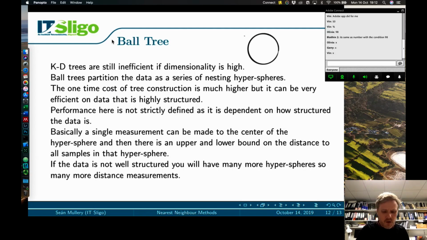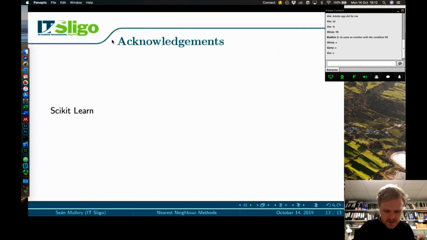Okay. So that's nearest neighbours. I'm going to finish there on that. Acknowledgments to Scikit-learn. I don't know if I went on to the last slide in the last lecture, but mainly, as I said, that was taken from Stephen Skeena's book.